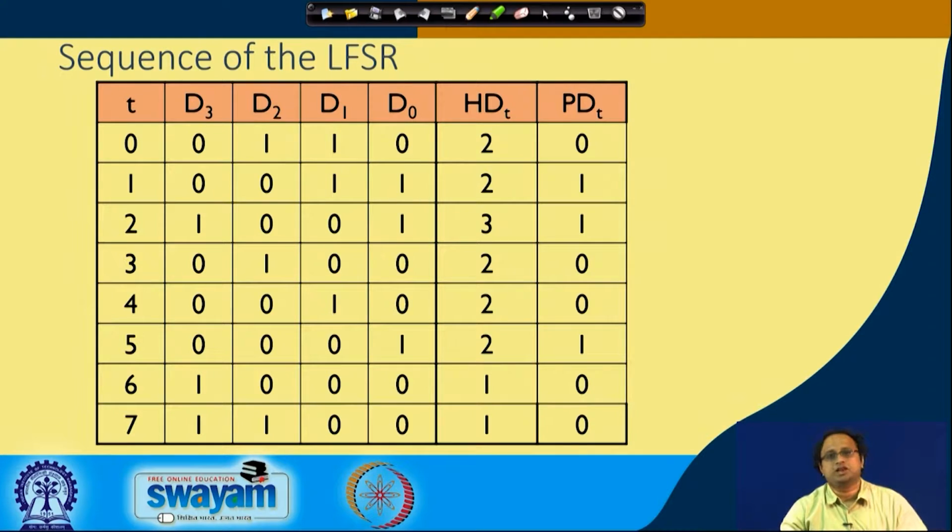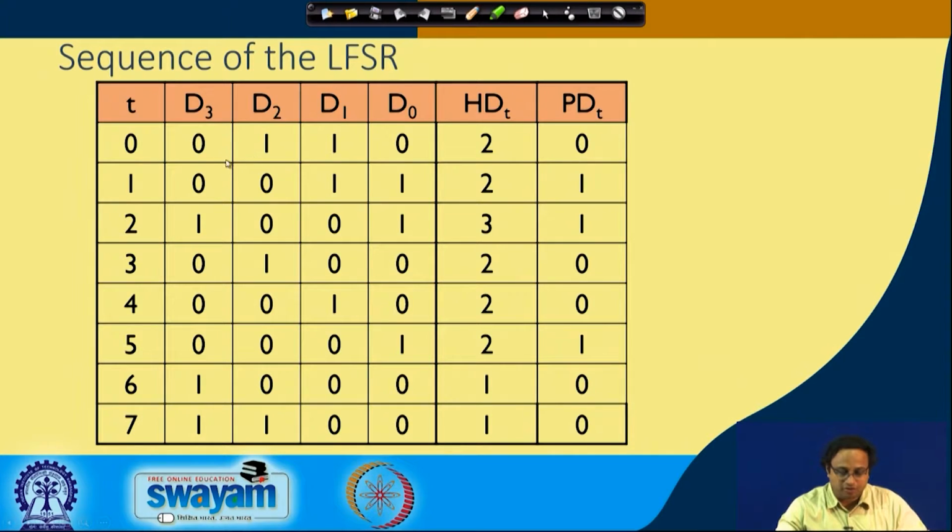Whereas, if you feed in 1 plus D to the power of 4 as a feedback polynomial, then all the 15 non-zero states will lie in a cycle, and that is the maximal length cycle which is possible, and that is why this LFSR is also called a maximal length LFSR.